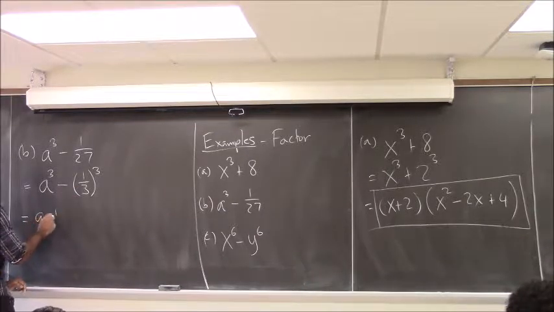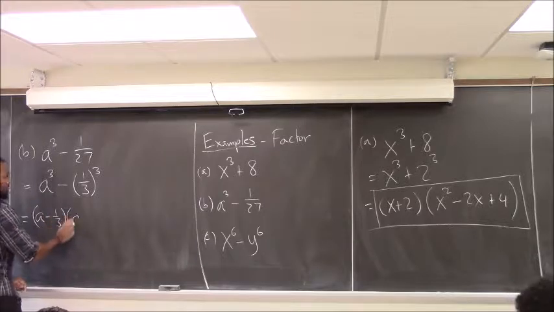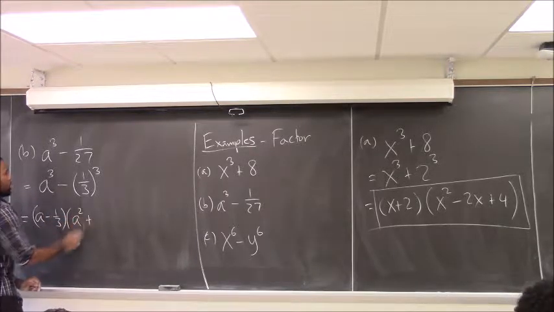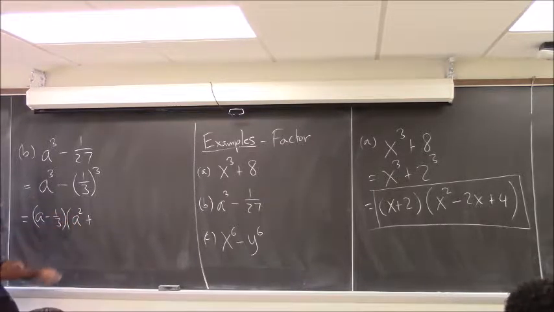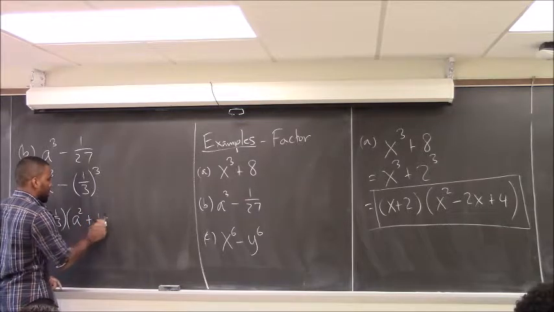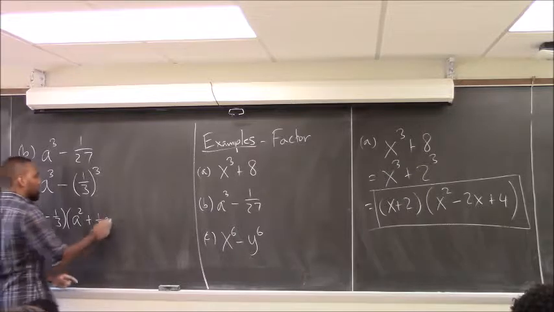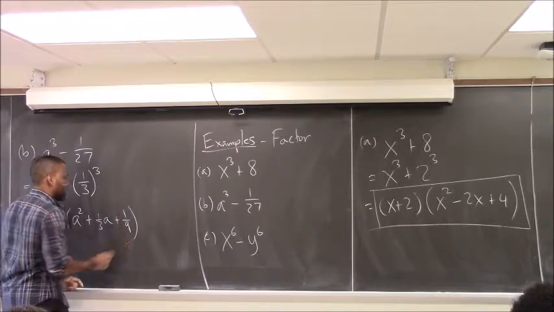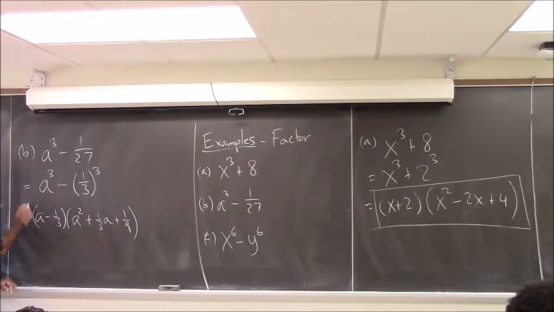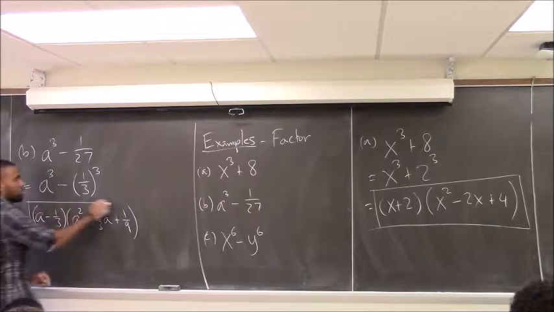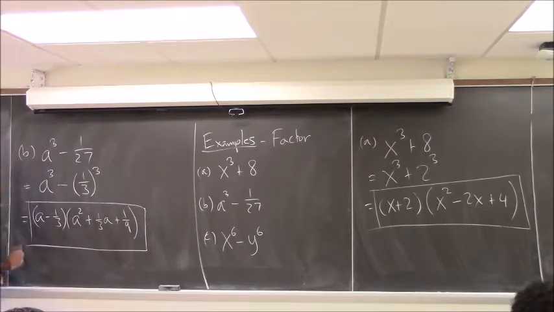So a minus 1/3 times a squared plus a times b, so this is 1/3 a, plus the b squared, 1/9. And you can verify in your own time that if you multiply this out, expanding everything and canceling like terms, you'll actually end up with that again.